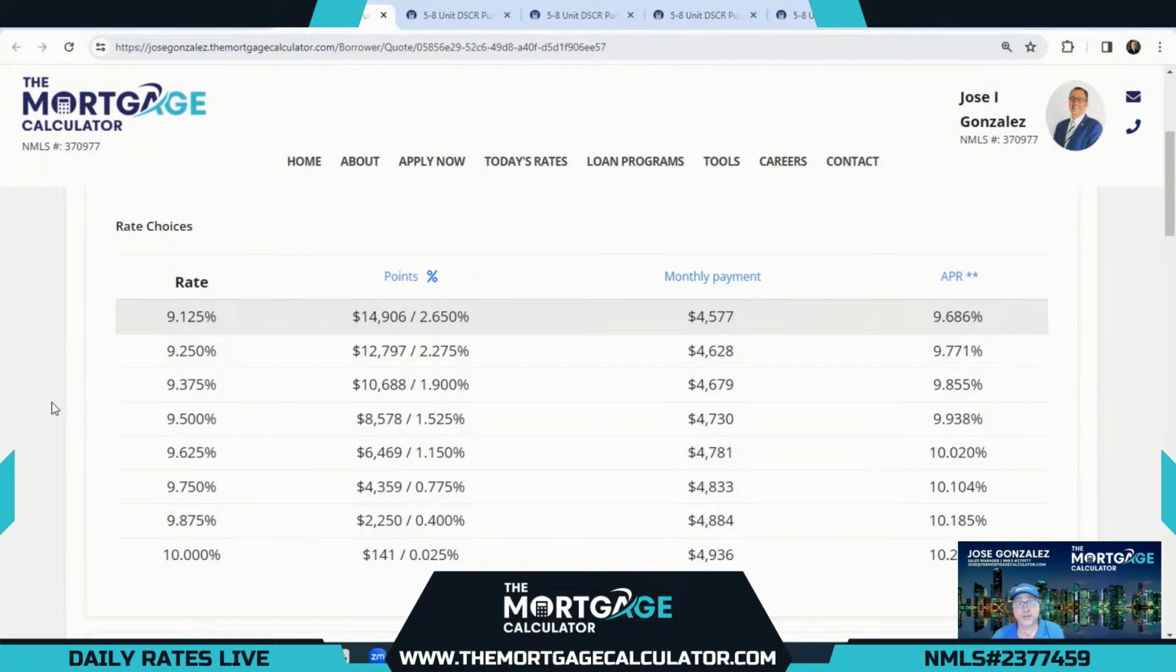So remember, this is for a 5 to 8 unit where all the units are residential in nature, no commercial type units with this option, but we do have our mixed use option, which has a slightly higher interest rate.